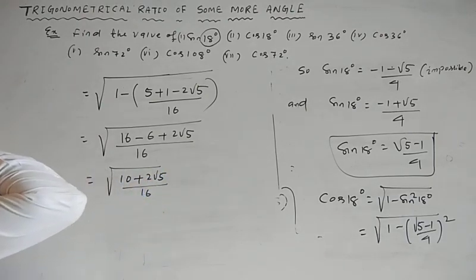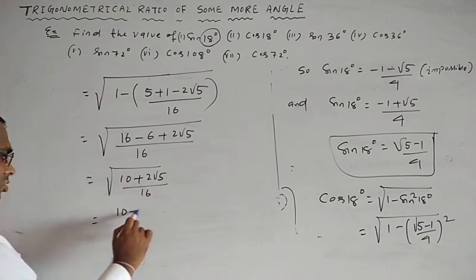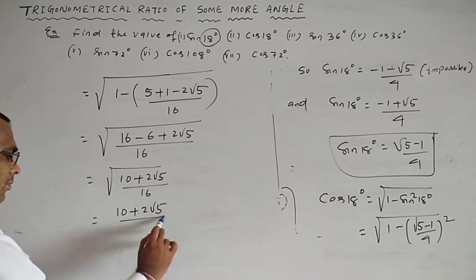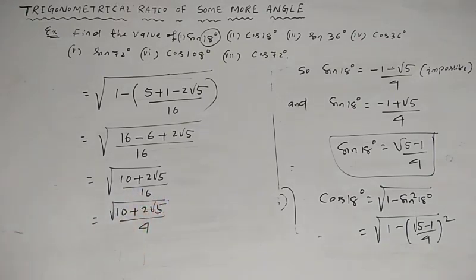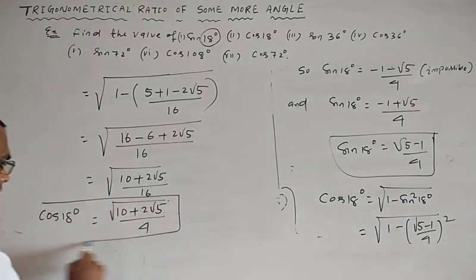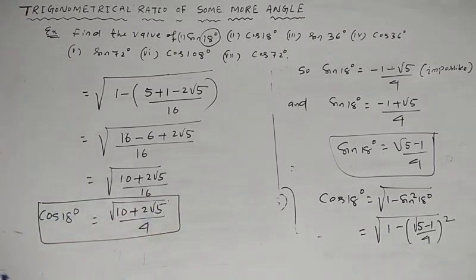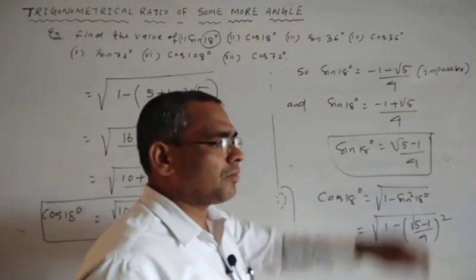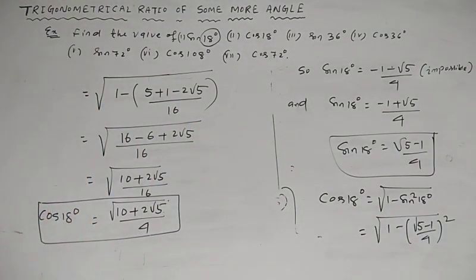Taking root 16, that comes outside the square root. So this is equal to root over 10 plus 2 root 5 by 4. So cos 18 degrees is equal to root over 10 plus 2 root 5 by 4, and sin 18 degrees is equal to root 5 minus 1 by 4. These two values are to be remembered.